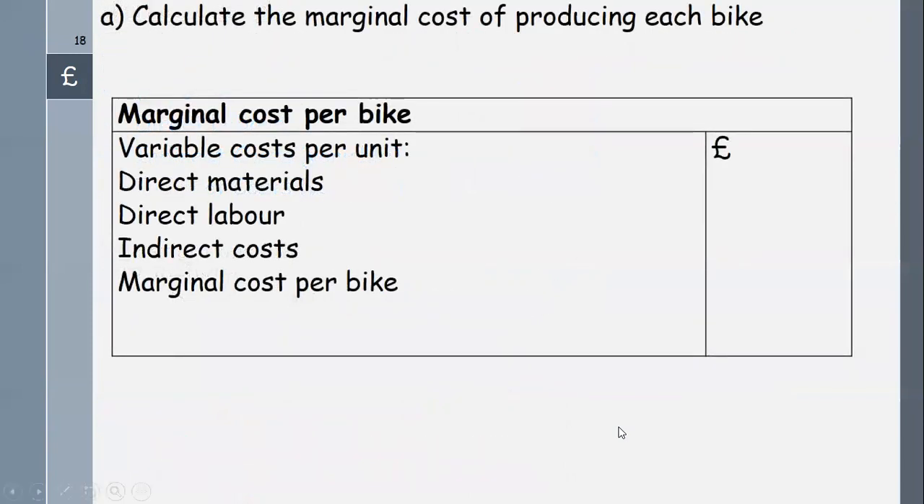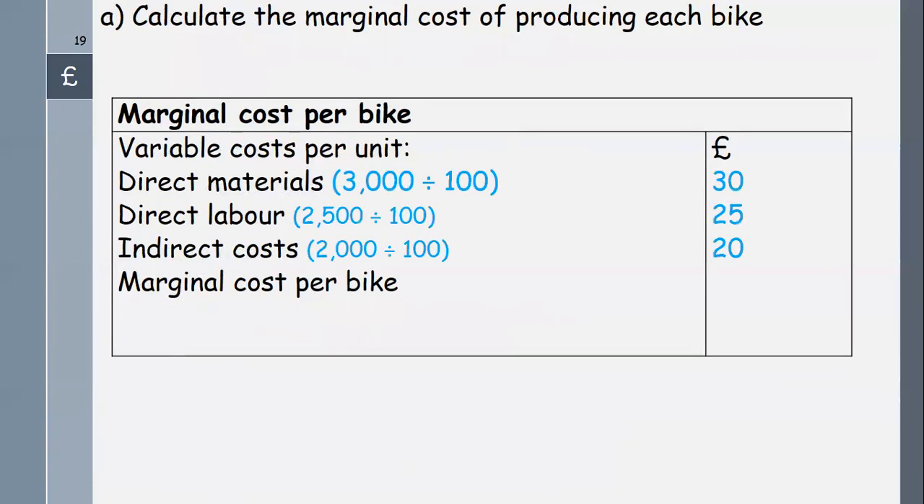The first thing we want to do is calculate the marginal cost of producing each bike. So remember, marginal cost means the cost needed to make one more bike. So we're just going to look at the variable costs for this. To get the direct materials, direct labor, indirect costs, we need to get the total cost for each one and divide it by 100, because there's going to be 100 bikes. So that's what we'll do for each of them.